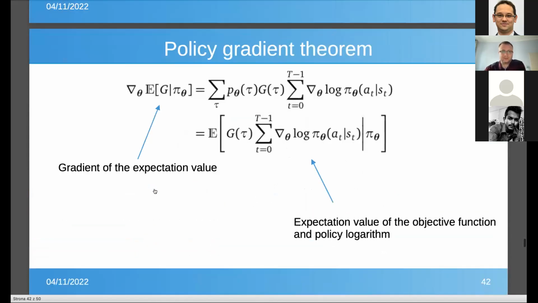So we finish with the policy gradient theorem. Just to summarize, the most important part of the policy gradient theorem is to show how to calculate the gradient of the expectation values, which will be used for the parameters update, for calculating the expectation value of the modified, let's say, objective function.